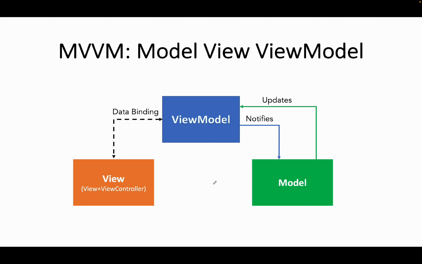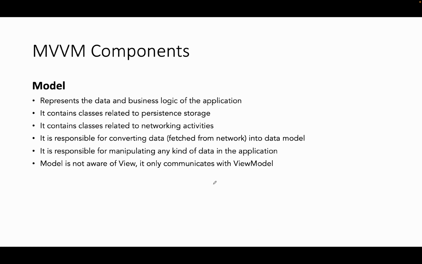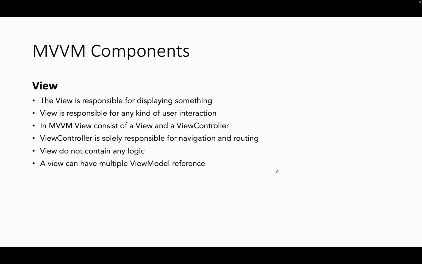So let's have a look at the components. As usual, the model is quite similar to MVP. Nothing changed here. It holds the business logic. It holds the persistent storage or is responsible for networking activities. It converts the data fetched from the network into data models, and is responsible for manipulating any kind of data. And finally, the view is not aware of the view model, and the view model doesn't hold any view reference. They are completely separated.